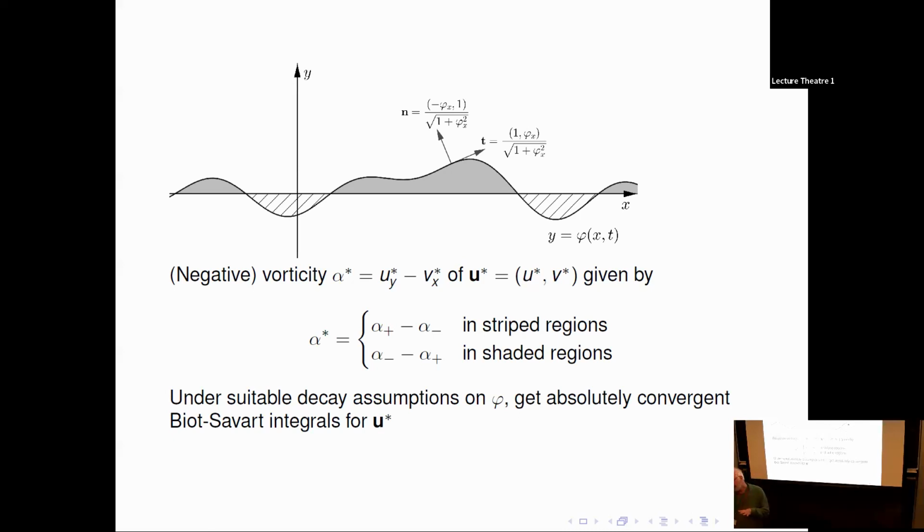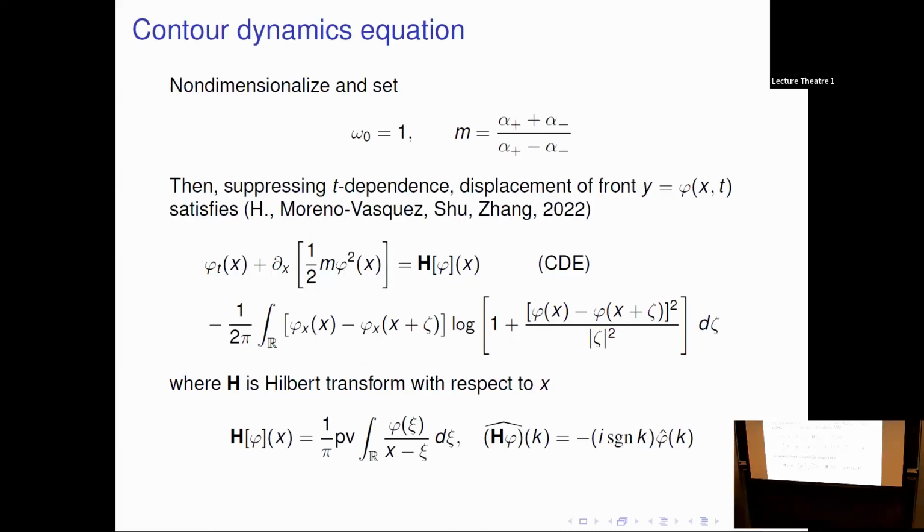So under some suitable assumptions, phi has to go to 0 at infinity, and the derivative has to go to 0 faster than 1 over x to the 1 plus alpha, to get convergent integrals. So then you can truncate in x, write down the Biot-Savart law, get absolutely convergent integrals, and send the x cutoff to infinity, and you end up with some contour dynamics equations for phi. And they look like this after you do some manipulation.